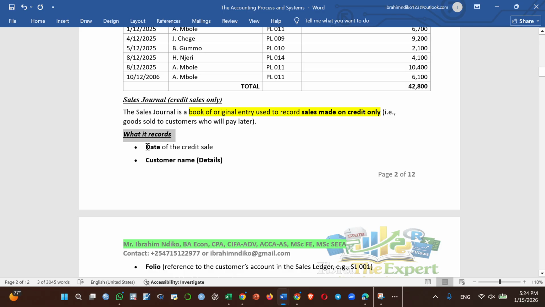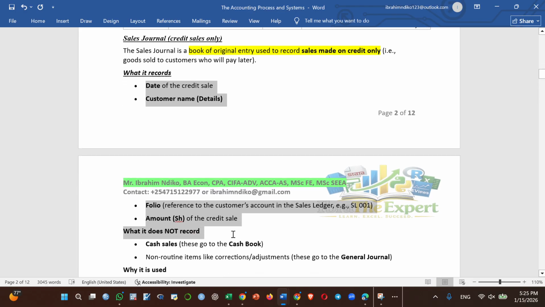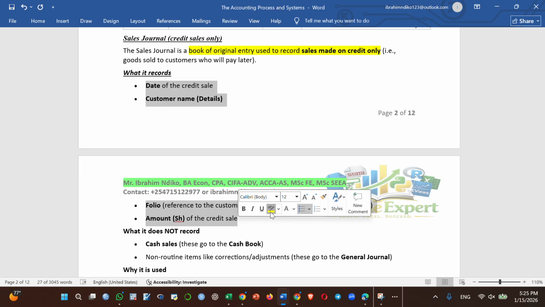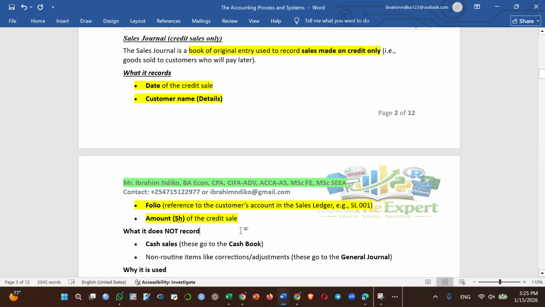Now, what does it record? Number 1, it records the date of the credit sales, the details. It is the same repetition. Now we are just changing from the word purchase to sales. So it's the same thing that we were doing on the above part. So it records the date of the credit sales, the details of the customer. So here it's customer; for purchases it is the supplier. Then the folio is the same, and then you need to record the amount that was made on the credit sales.